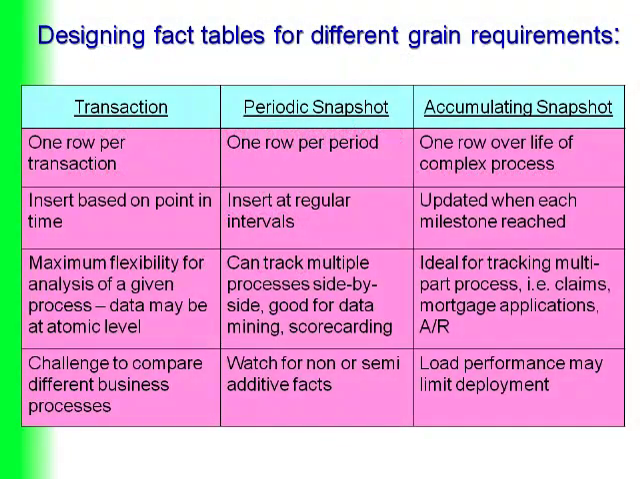We now discuss how to design fact tables for different grain requirements. There are three different columns shown here: one for transactions, another for periodic snapshot, and another for accumulated snapshot. If it is a transaction-oriented fact table, then we consider one row per transaction. If it is a periodic snapshot, one row per period is taken into account. If it is an accumulated snapshot, the fact table row spans the life of a complex process.